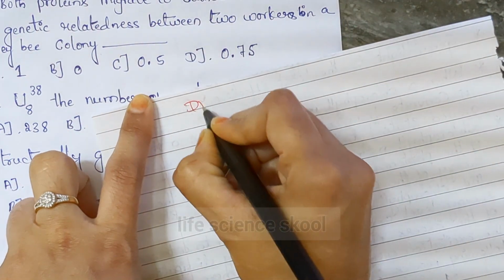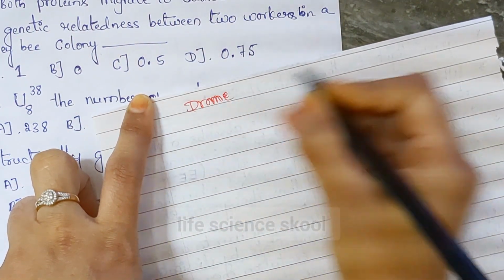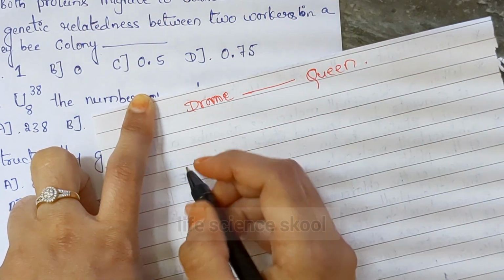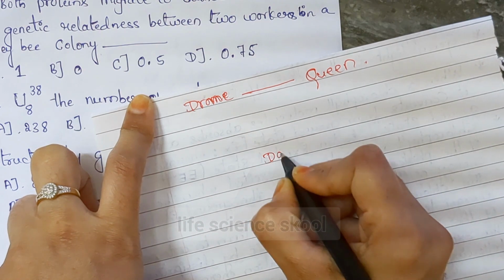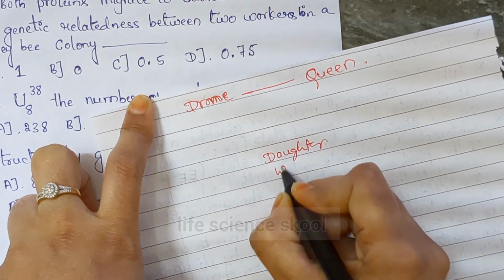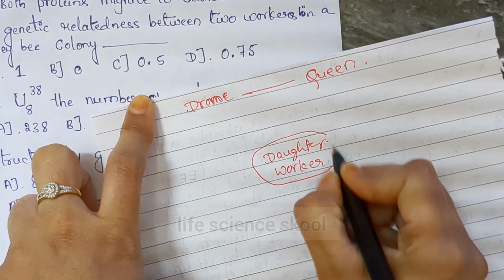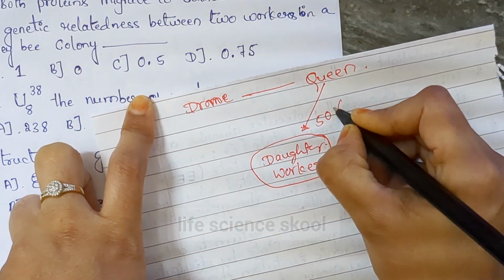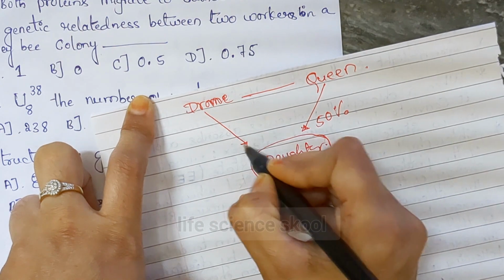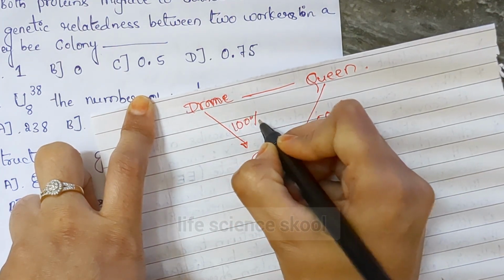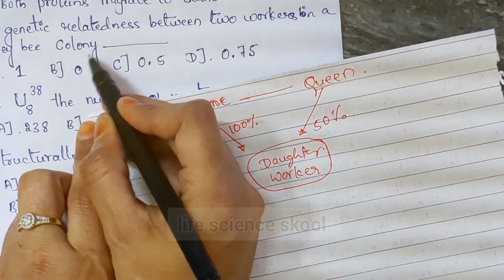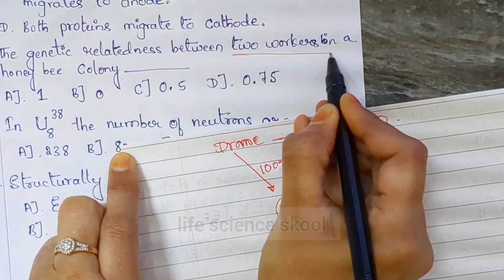Now when you take the drone and the queen, what we are going to find out is about a daughter. The daughter here is nothing but the worker. The queen is going to share only 50% of her genes. The drone is going to share 100%, because only one set is there, while here two sets are there. Now they are asking about the genetic relatedness between two workers.